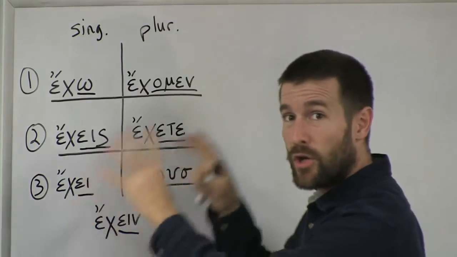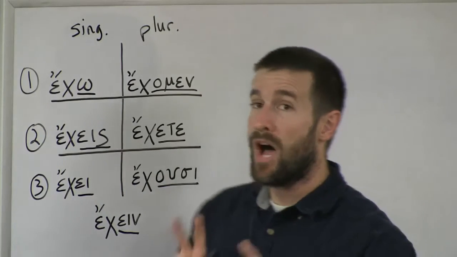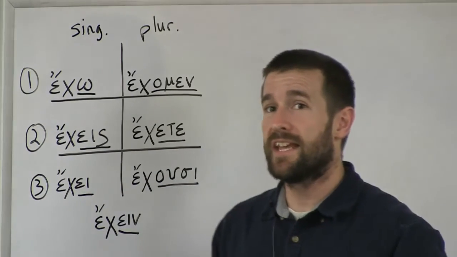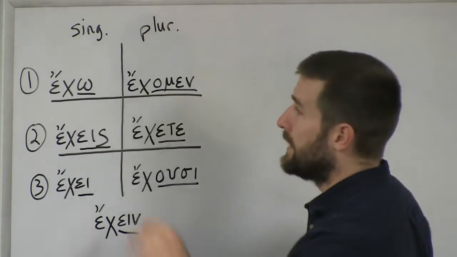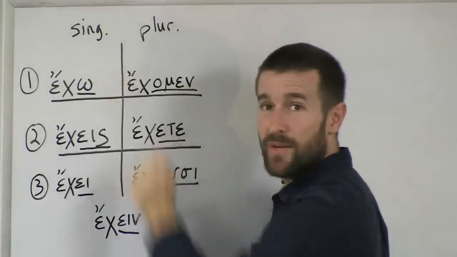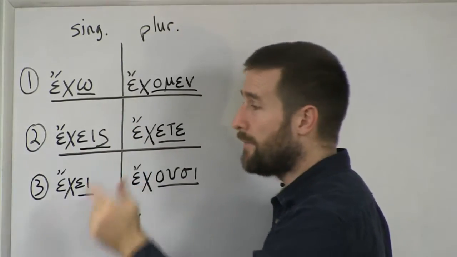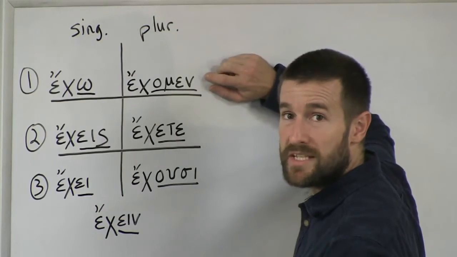So this is for Koine Greek. This is biblical Greek, all right? Now in modern Greek, a couple of these endings have changed just a little bit, okay? Most of them are the same. O, is, i, omen, ete, usi. All right, this one's going to be the same. This one's going to be the same. This one's going to be the same. Now, the first person plural is going to be different in modern Greek.